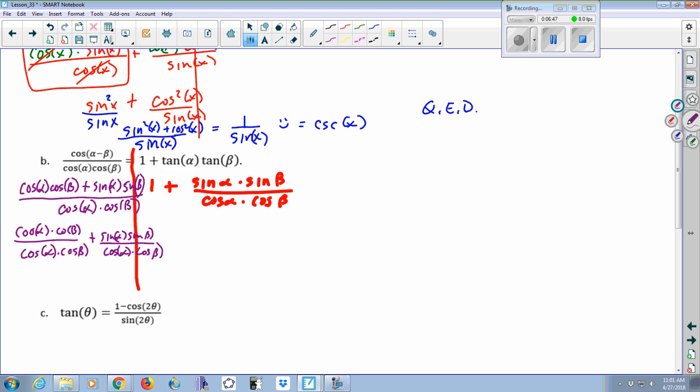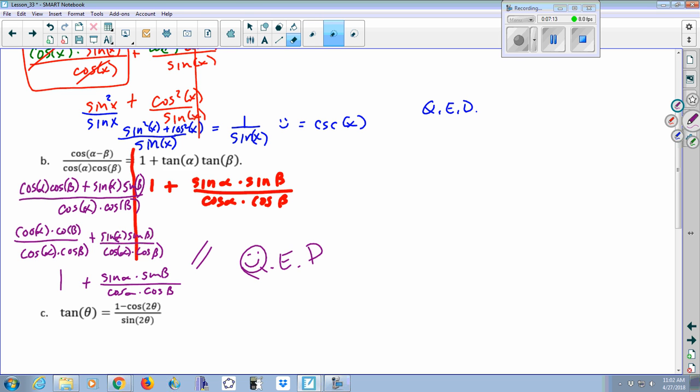So I'm trying to address some typical misconceptions that are algebraic here. That first term now, you have two separate fractions, is one. The second one is sine alpha times sine beta over cosine alpha times cosine beta. They are equal and you are a happy camper. QED.